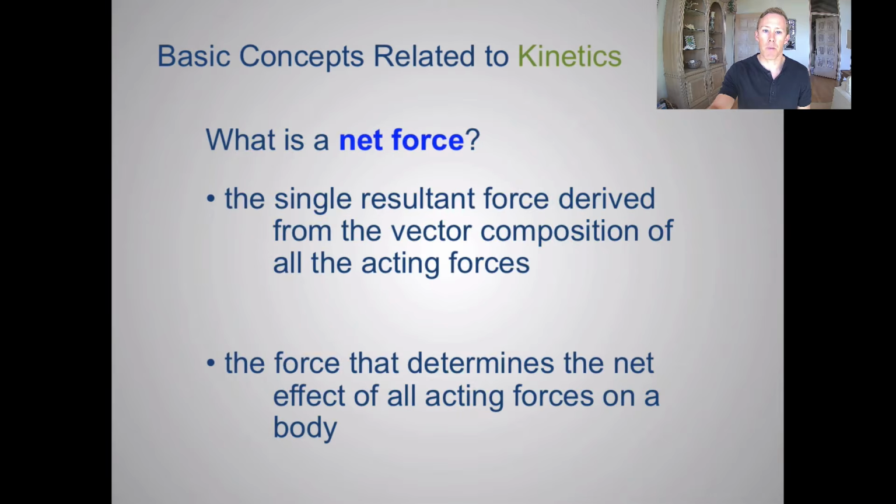So here, speaking of net force, the definition is the single resultant force derived from vector composition. Vector composition is basically adding and subtracting forces and getting the one vector that's left over, so your net force. Or you can think of it as the force that determines the net effect of all acting forces on a body. So it basically is the leftover force. When you put all the forces together and some cancel out, some might stack on top of each other, it gives you the total net force left over in the system and tells you what direction the object's going to move and what magnitude of force is on it. So that's basically the idea.